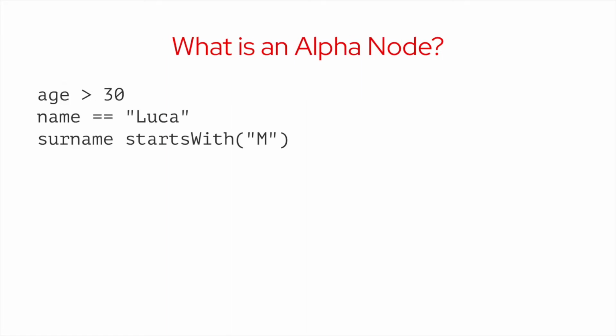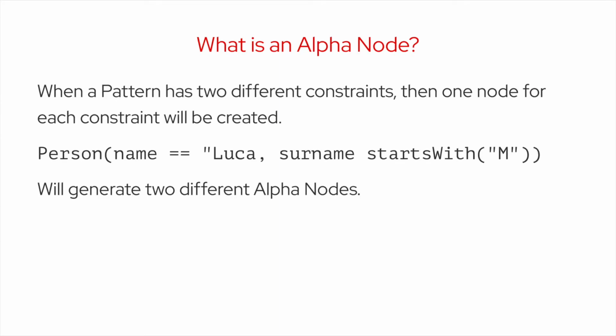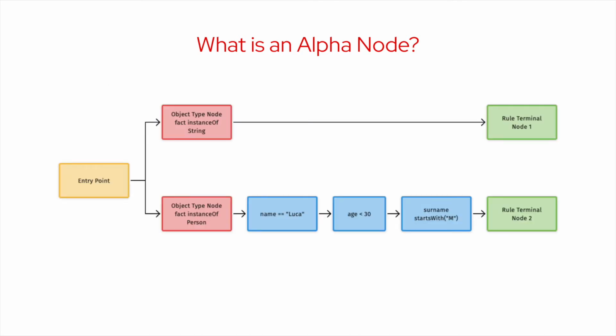What is an alpha node? Alpha nodes represent a constraint inside the network. Examples of a constraint might be age greater than 30, name equals Luca, or surname starts with M. When a Drools pattern has two different constraints, then one node for each constraint will be created. So this example, Person that has two constraints, name equals Luca and surname starts with M, will generate two different alpha nodes. In the diagram shown before, we have a pattern with three constraints, therefore we require a total of 3 alpha nodes.